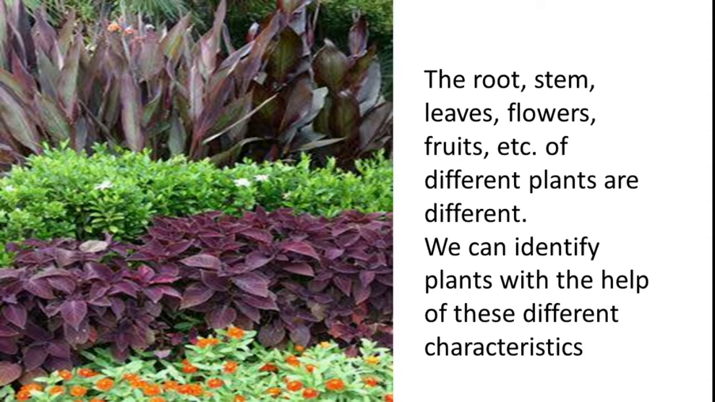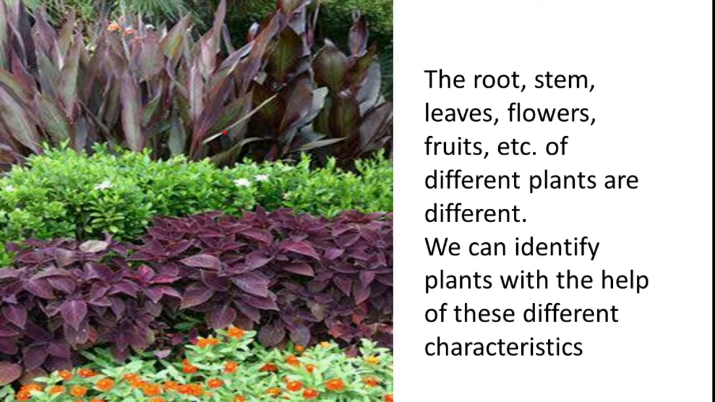So lesson 2, plants, structure and function. What helps us to easily identify the plants around us, and which are the various parts of plants? The root, stem, leaves, flowers, fruits, etc. of different plants are different. We can identify plants with the help of these different characteristics.